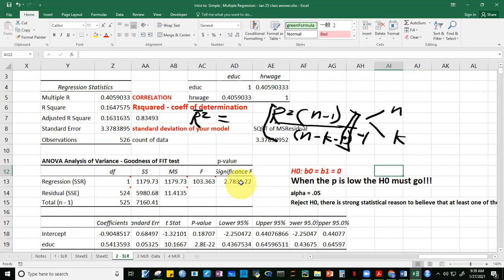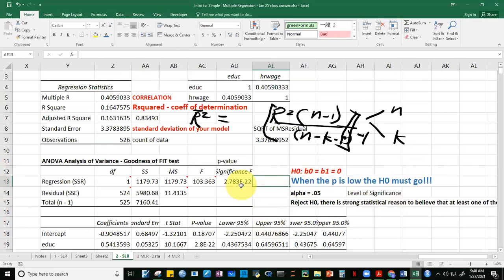So we base our conclusion on the p-value. And sabi natin, when the p is low, the null must go. So ito, ano yung low? Ang low natin will be the level of significance. So this is called your level of significance. No? So kino-compare natin yung p-value natin sa alpha na 0.05. If it's below 0.05, then the inference is we reject our null hypothesis. Okay, there's strong statistical reason to believe that at least one of this is not equal to 0.